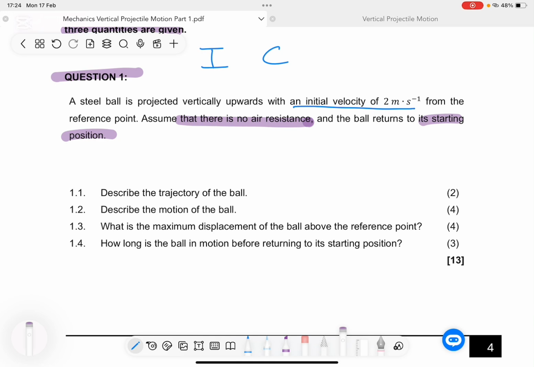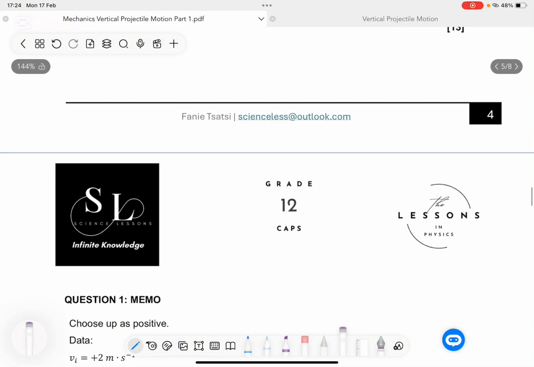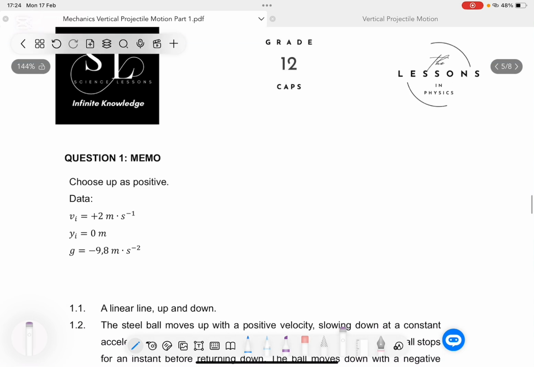Now, basically we are done with classification. We are now going to the A, which means answer the questions. So the first question that we're going to answer is 1.1, that says describe the trajectory of the ball. Remember, we spoke about trajectory, and we said that trajectory is the path that is created by the projectile, the path that the projectile will follow. Now, in this case, you can see that our projectile will go vertically upwards and come down. So it will give us a straight line that goes up and down, right? That's how you'll describe the trajectory.